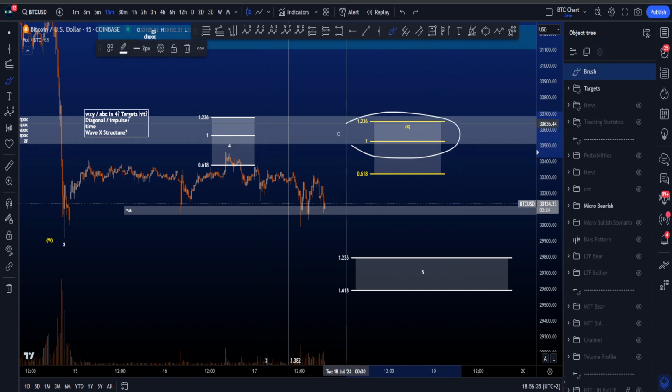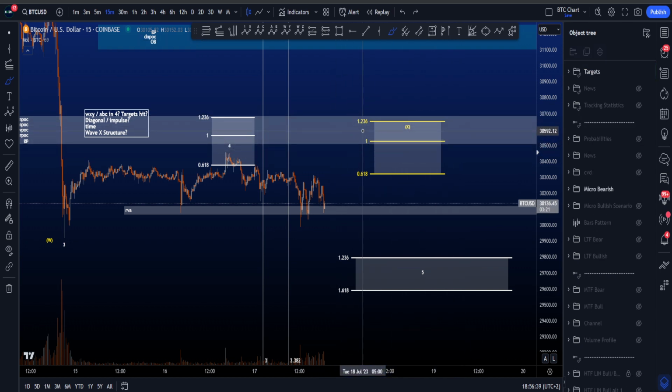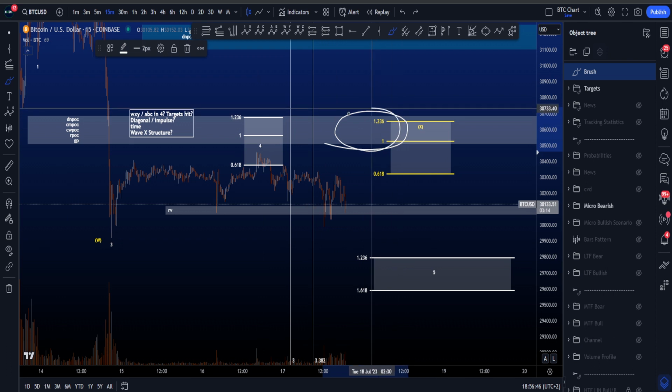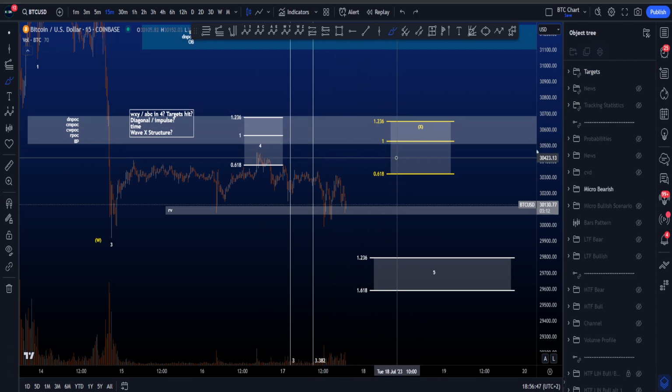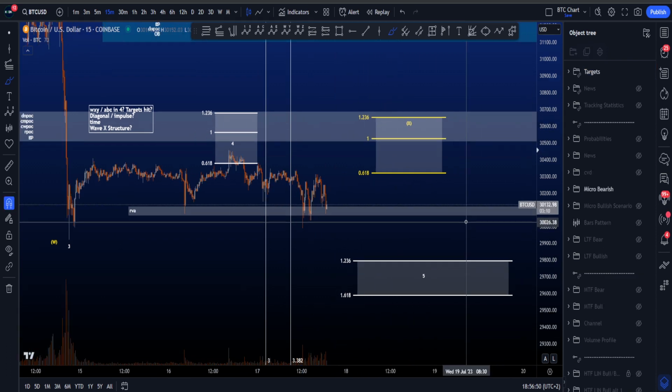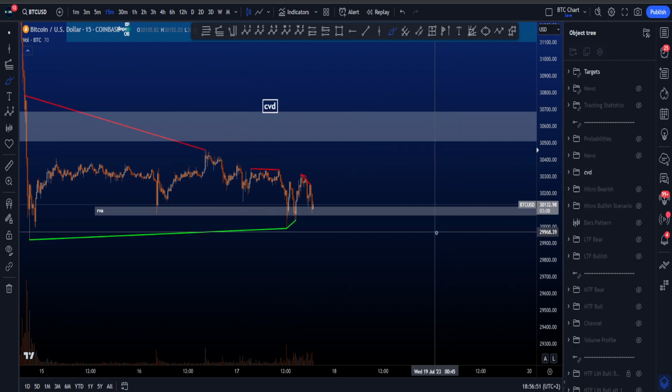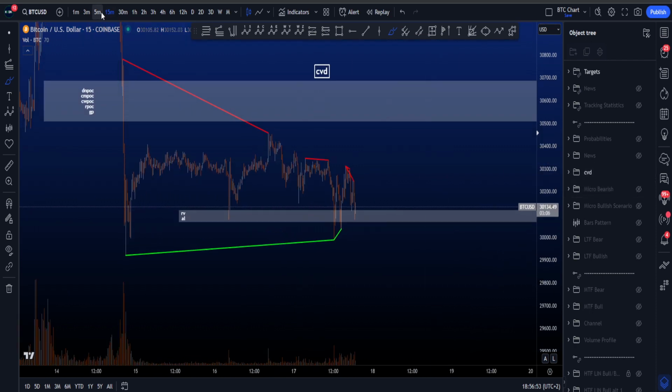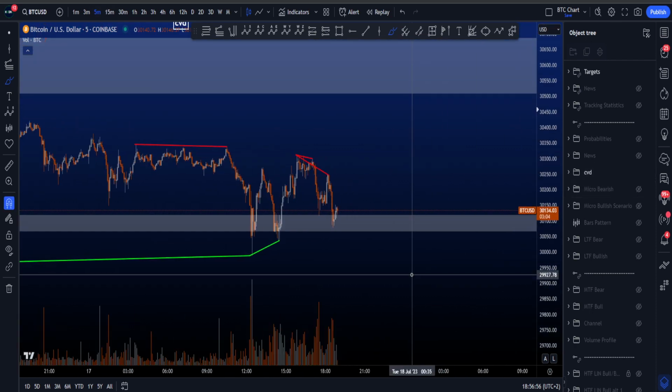Wave X's common target is currently having confluence with the white area over here, the resistance area between 30.5k and 30.7k, which is quite interesting. So this target area, this white resistance box, is very, very interesting and very important for price on the lower time frames.